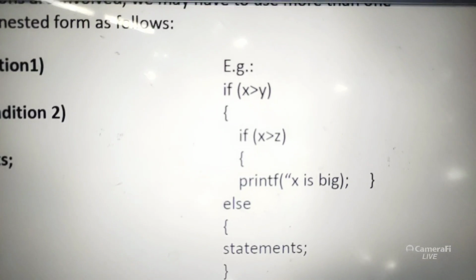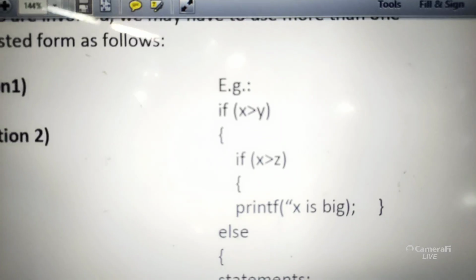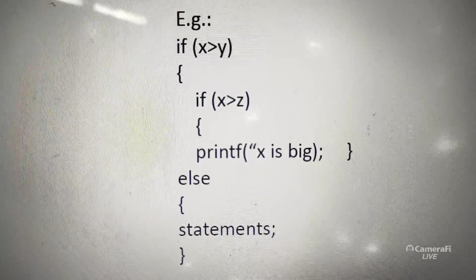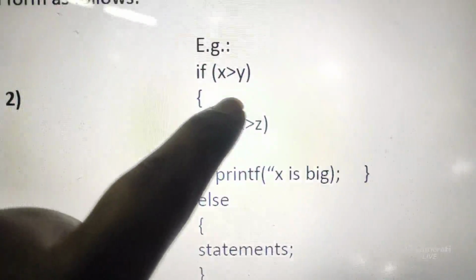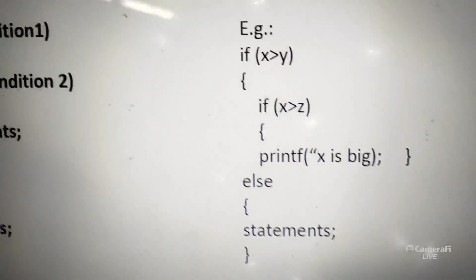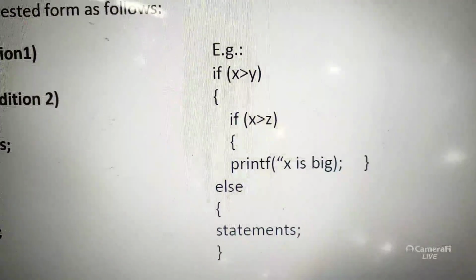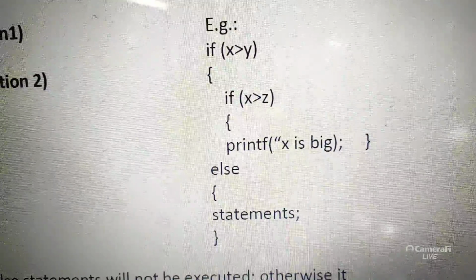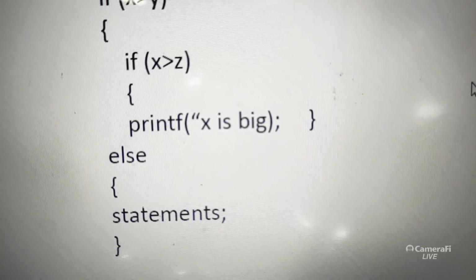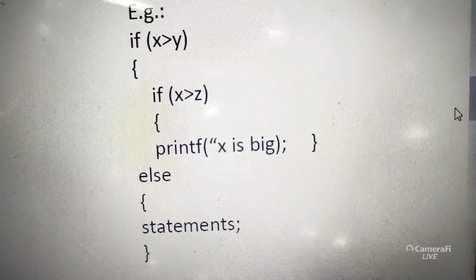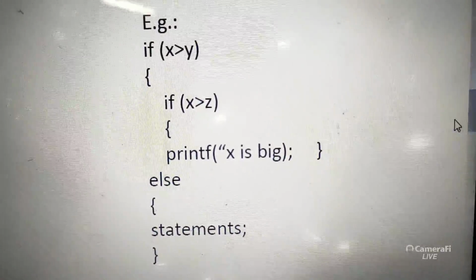See, if x is greater than y, first I am going to check whether x is bigger than y or not. If it is true, again I am checking if x is greater than z. For example, x is 5, y is 1, z is 0, or x is 10, y is 5, z is 2. So what will I get? X is big. So 10 is big, and I will get the answer 10 is big.